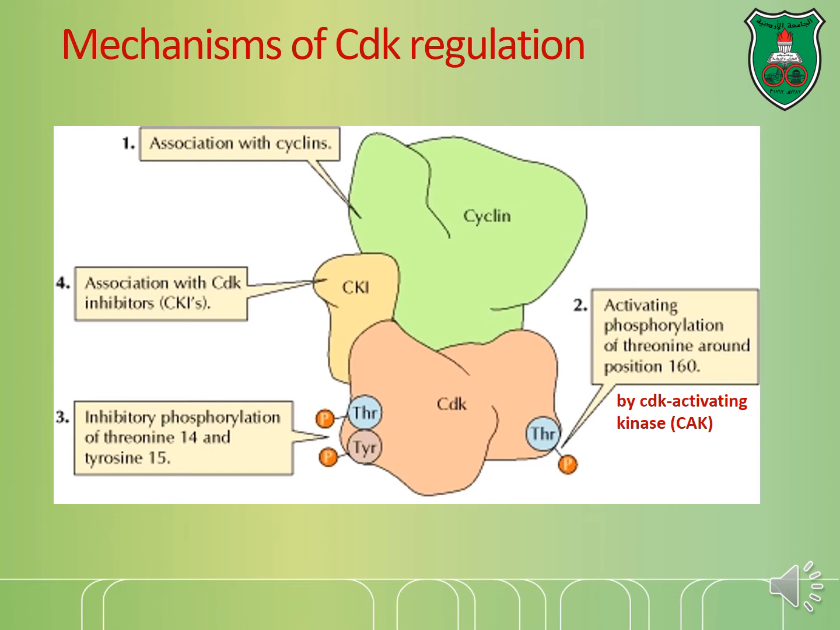Now, there are different modes of regulation of CDK activity. 1, they must associate with cyclins in order for them to be active. 2, they are activated by phosphorylation of threonine 161. So there are specific kinases known as CDK activating kinases that phosphorylate this position right here. Now, phosphorylation of threonine 14 and tyrosine 15 would inactivate the protein, and they must be dephosphorylated. Finally, they associate with CDK inhibitors. Each one of them has a specific inhibitor, and their dissociation from that inhibitor or the degradation of the inhibitors would allow for activation of the cyclin-dependent kinases.